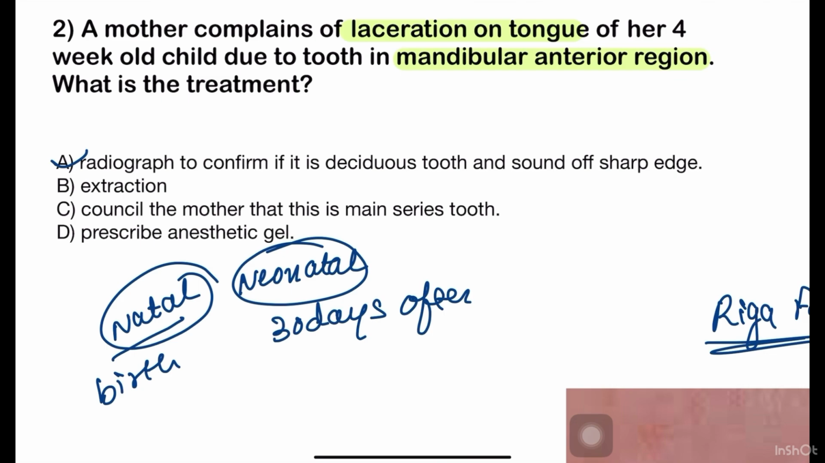Now you will ask why extraction is not the answer, because here the main complaint is of laceration of the tongue. Sometimes we go for extraction when we see radiographically there is lesser tooth structure present in that deciduous tooth, which leads to its mobility and it can get extruded anytime and lead to aspiration of the tooth. So in those cases we go for extraction of the teeth. Okay, but here the answer is option A.